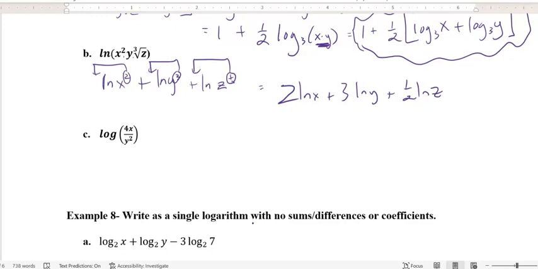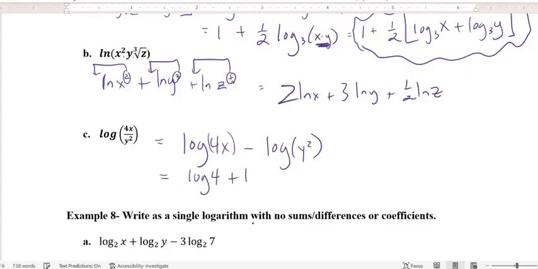I got a quotient here, so the first thing I do is recognize the quotient. I do common log, remember that's base 10, of 4x, minus the common log of y squared. And then I can apply my product rule, log 4 plus the log x, minus, I can apply my power rule, 2 times the log y. And those are all common logs, or log base 10.